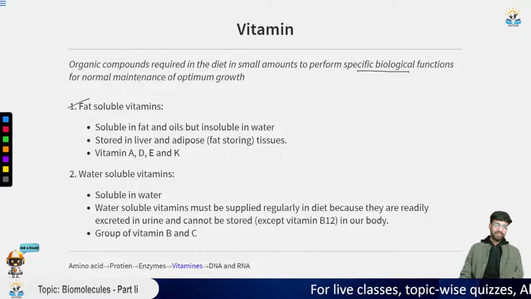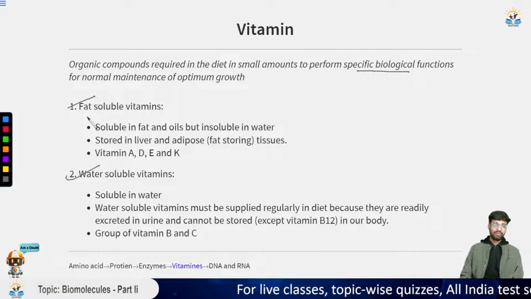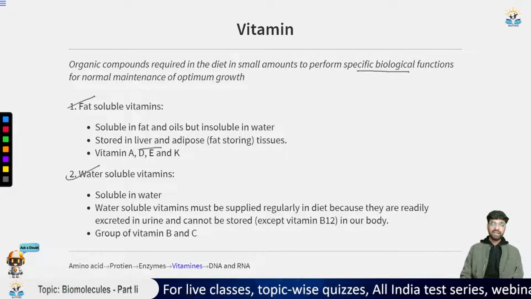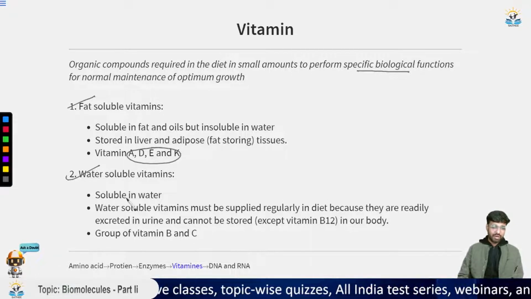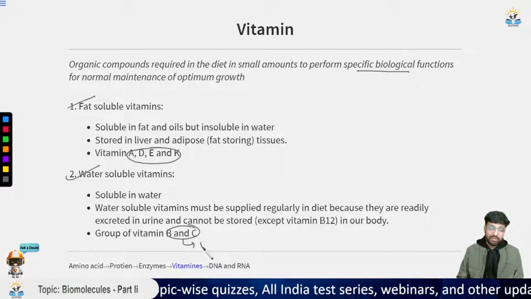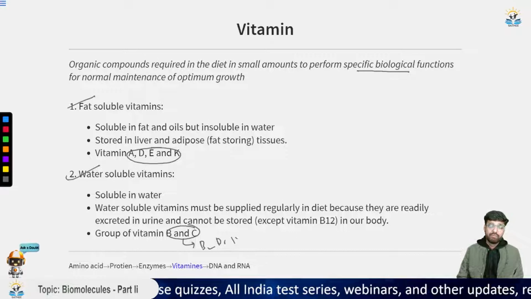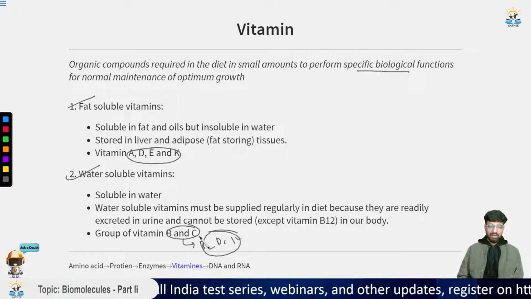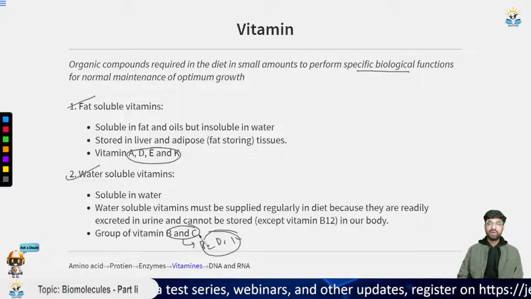Now, they can be of two types: fat soluble vitamins and water soluble vitamins. Fat soluble vitamins are A, D, E, and K. Water soluble are only B and C, with the B group including B2, B6, B12. Okay, this is about the vitamins.